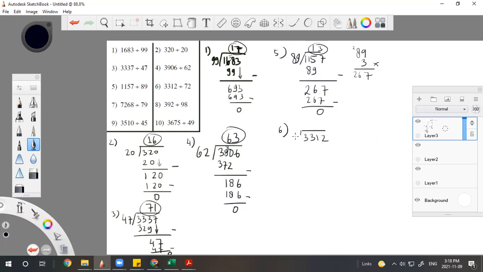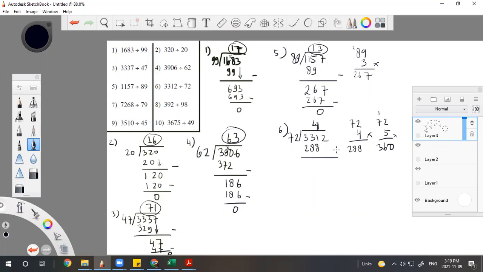3,312 divided by 72. So 72, you have to multiply by 4. Let's try. Can I multiply by 4? It's 280 something. 288, right? And try 72 times 5. Let's try. 10, 36, 360. It's too much. So you can put 4. Right? So if it is too much, you have to put the lower one.